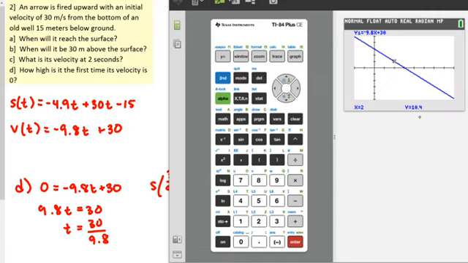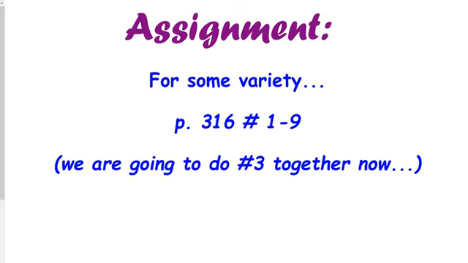Okay, so that takes us through both of these problems, approximating our answers using the graphing calculator. Okay, for today's assignment, I thought we would do some variety problems. So there's a mixed problem solving page in your book, numbers 1 through 9, and there's all different kinds of problems. Some of them you might use a graphing calculator to solve. Some of them you're probably going to do just by hand. And I want to talk about number 3 with you and just do it together.